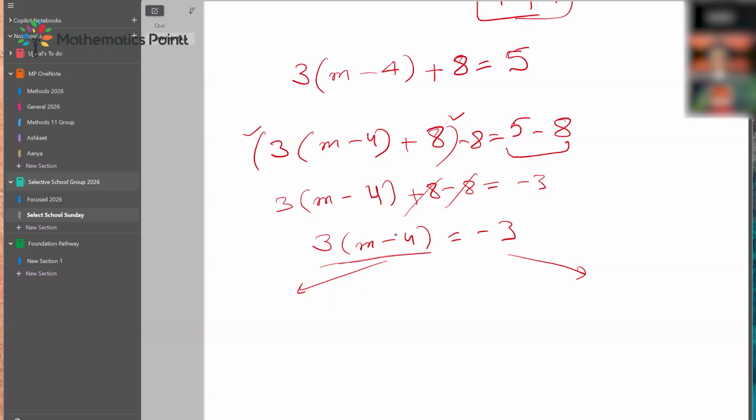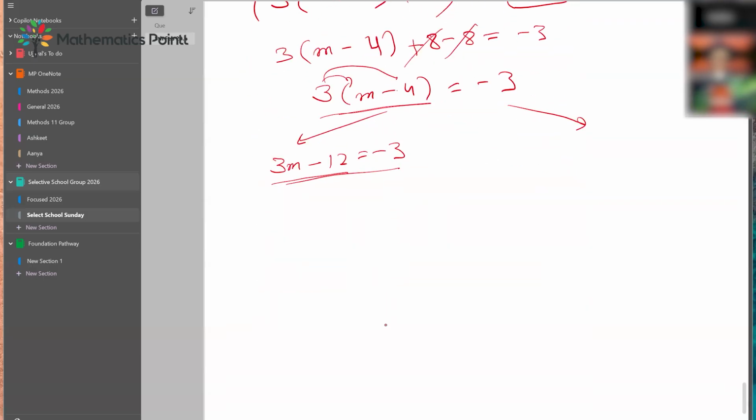Let me open the bracket first. It's slightly longer, but let's try to do it. Open the brackets up, it becomes 3m take away 12 equals negative 3. And then I have to choose what I get rid of here again. I'll say, okay, let me get rid of this negative 12. So I'll say 3m take away 12, I'll add 12 on both the sides. And eventually I open the brackets up.